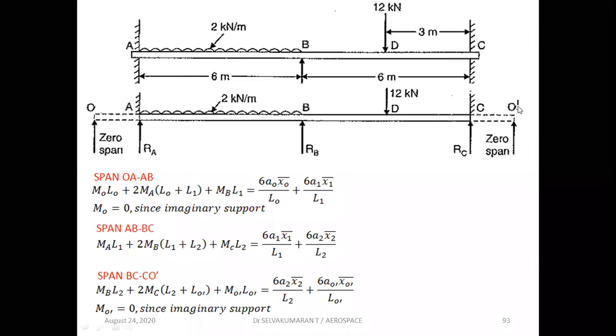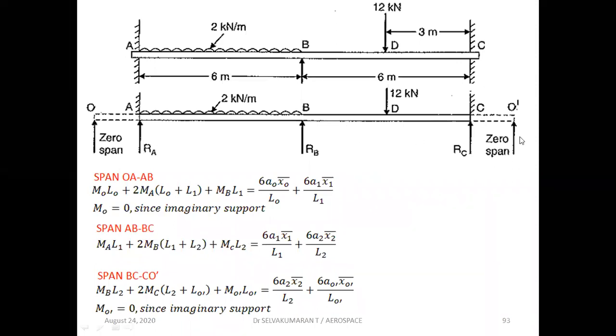Then span BC-CO dash: MB into L2 plus 2MC into (L2 plus L naught dash) plus M naught dash L naught dash is equal to 6A2 X2 bar by L2 plus 6A naught dash X naught dash bar by L naught dash. M naught dash is 0, it's an imaginary part. Again, 6A naught dash X naught dash bar by L naught dash is 0 and L naught dash is also 0, since it's an imaginary part.